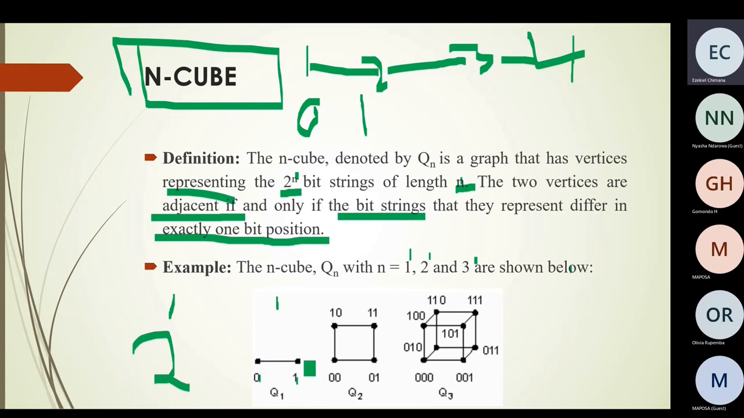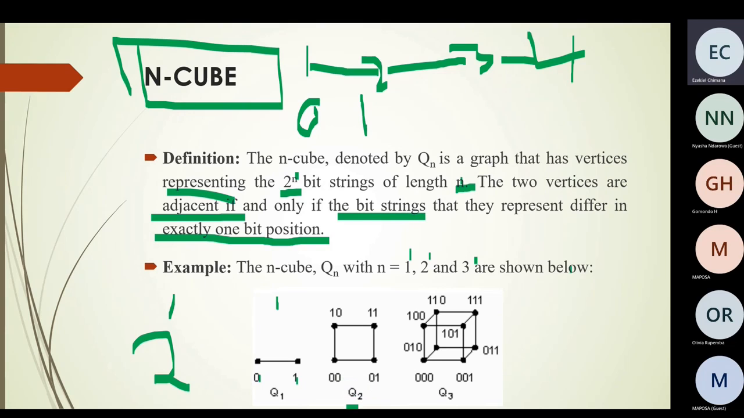And then you connect them because they are adjacent. Why? Because they differ by exactly 1 bit position. Here it's 0 and then it's 1. So this is how you generate this graph Q1.